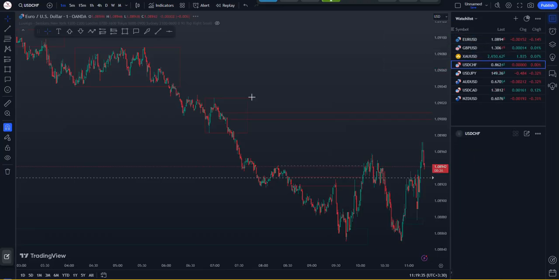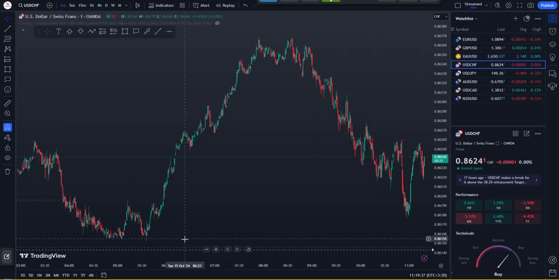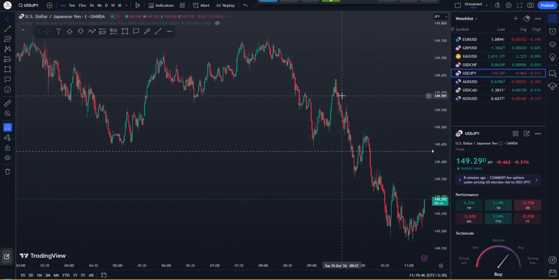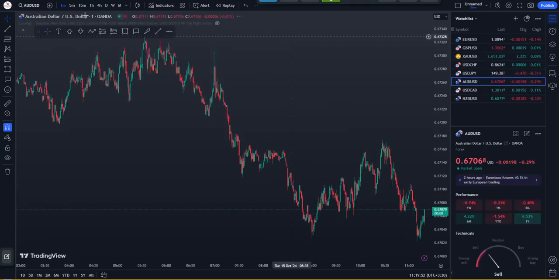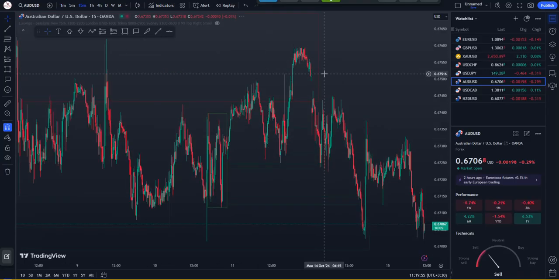Well, let's go on. Okay, USDCHF, my alert is here. Price has reached that level, and this is not a good area absolutely. USDJPY, I'm waiting for price to reach here for sure. We are in Aussie price, and let's move on.